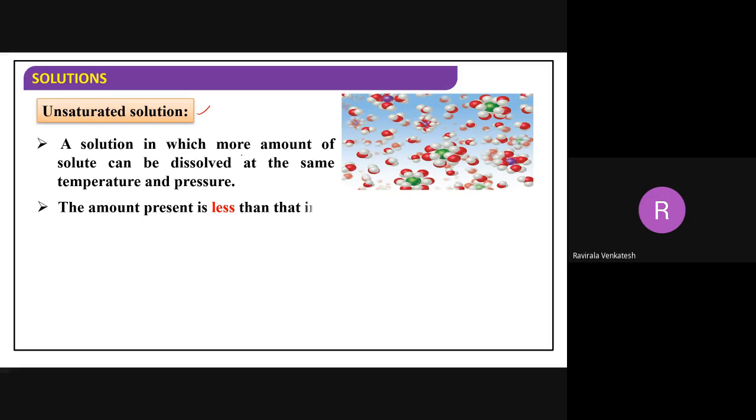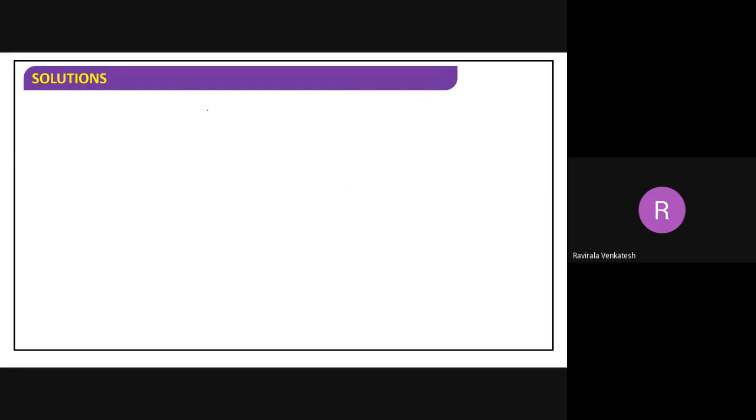Unsaturated solution means a further amount can be added here. A solution in which more amount of solute can be dissolved in the solvent at the same temperature and pressure is called an unsaturated solution. The amount present is less, that means the solute amount is less here. That is the reason it is acting as an unsaturated solution.